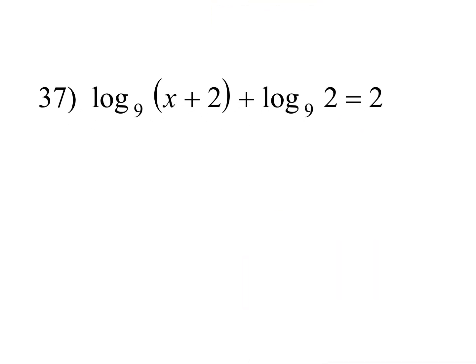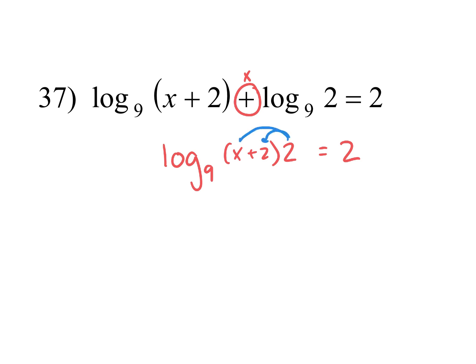So this one's a little bit different because I have 2 logs on one side, but none on the other side. So what do I have to do if I have 2 logs on one side? Combine them. So if I'm adding, how would I combine? Multiply. So I have log base 9 of what? X plus 2 times 2. And that's equal to 2. What would I do next? I would distribute that. So I'm multiplying the 2 times the x and the 2. So I have log base 9 of 2x plus 4 is equal to 2.